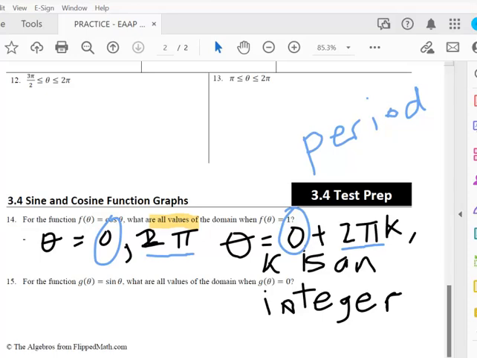So number 15 is going to be similar, except you're going to be working with the sine function, so your answer should be a similar format.